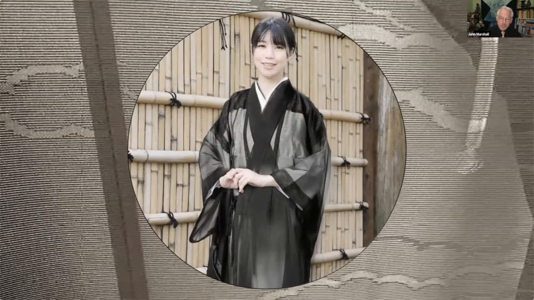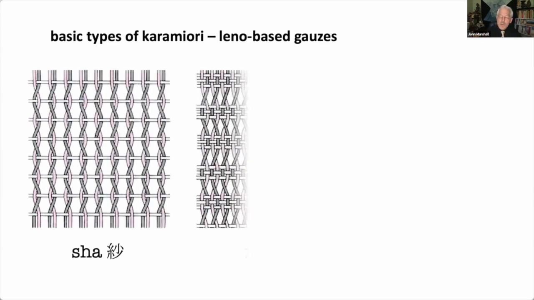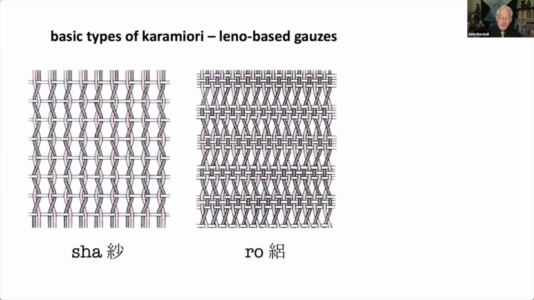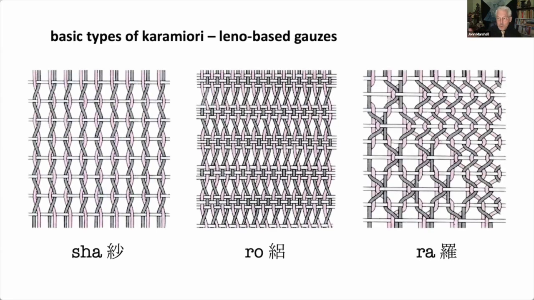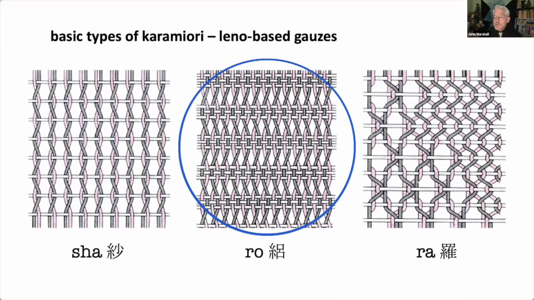Now, the garment this woman is wearing is actually a Sha type weave, one type of Karamiori. Karamiori means weave. Karami means to be tangled or knotted. And so in the case of our categories here, Sha is the simplest type of gauze weaving in Japanese, aside from a spaced flat weave, okay?